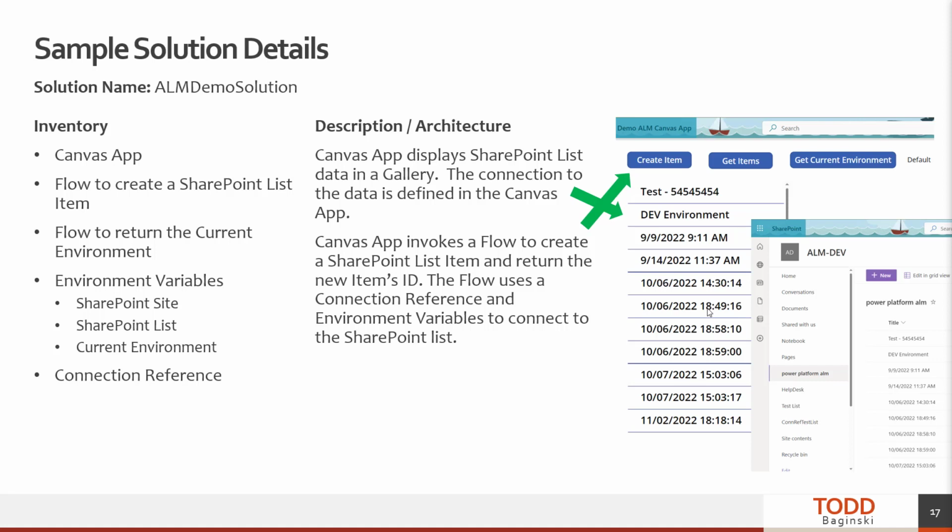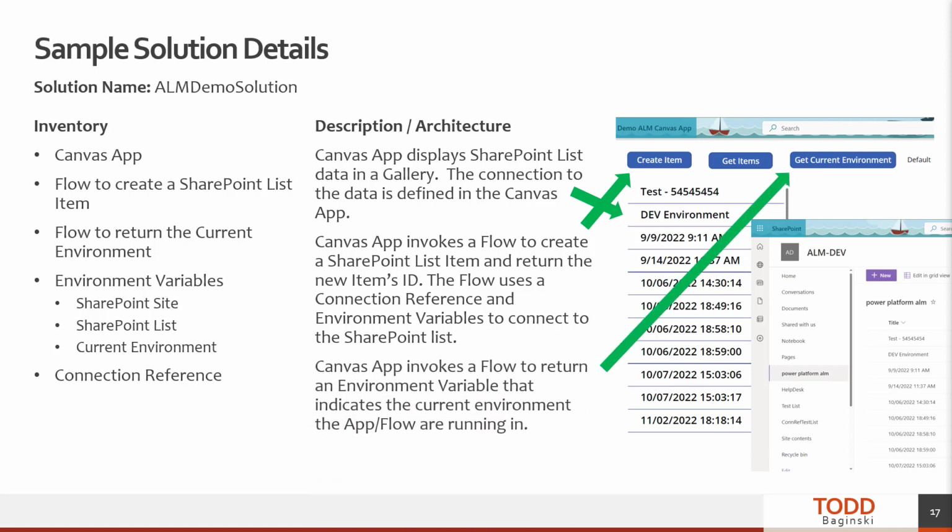And so I chose this one because it's a very common pattern of invoking a flow that goes and interacts with SharePoint data. And so that's why we have that exact pattern happening here. Now the next thing that we're going to demonstrate here is how to get environment variables directly back into the Power App. And so in this example, I have a Canvas app that invokes another flow, and that flow will simply return an environment variable that tells me the current environment the app flow is running in right now.